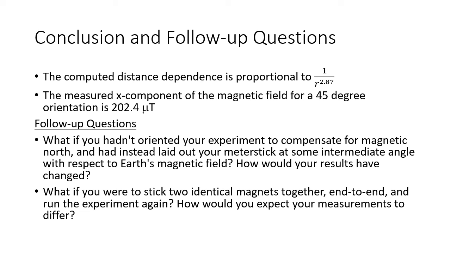The first follow-up question asks how the results would differ if we had not canceled Earth's magnetic field prior to measuring the magnetic field only due to the bar magnet. Had I not oriented my phone perfectly east to west, the magnetic field of Earth would have superposed on the magnetic field of the bar magnet, and the magnitudes would have been shifted by the value of Earth's field at that particular orientation.